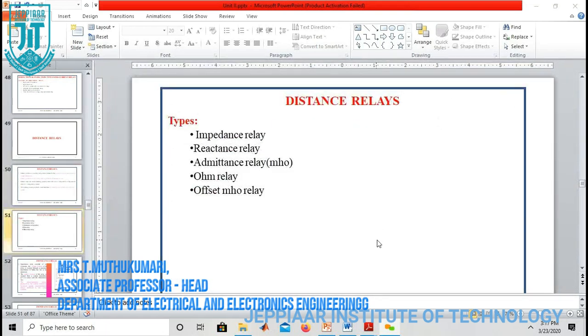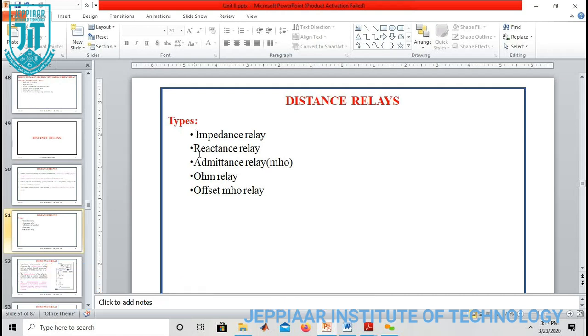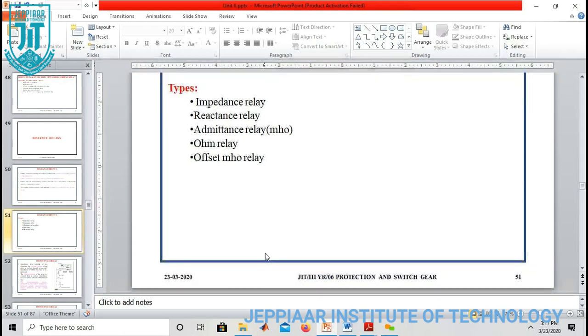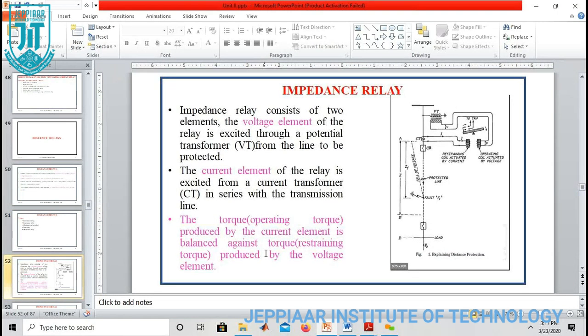So a distance relay can be classified into five types: impedance relay, reactance relay, admittance relay (or you can say Mho relay), ohm relay and offset Mho relay. In your syllabus you have these three: impedance, reactance and admittance relay.